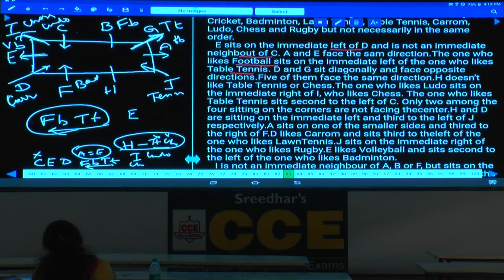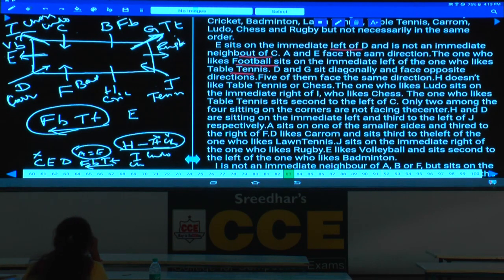If B is football and this person rugby is to the immediate right of this one, who is this person? This person is rugby. If this person is rugby, then this one must be cricket. Clear now? If this person is cricket, then tell me how many are facing the center now? 1, 2, 3, 4, isn't it? Away from the center, 1, 2, 3, 4 are away.